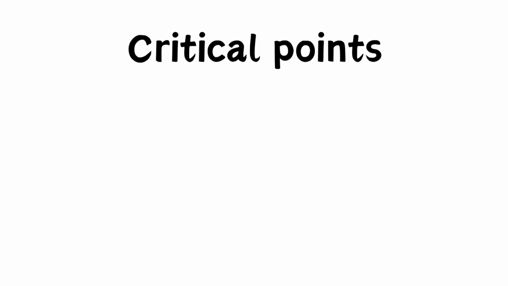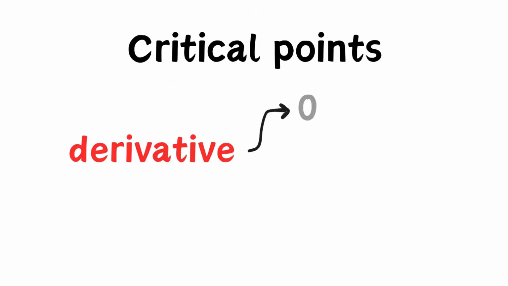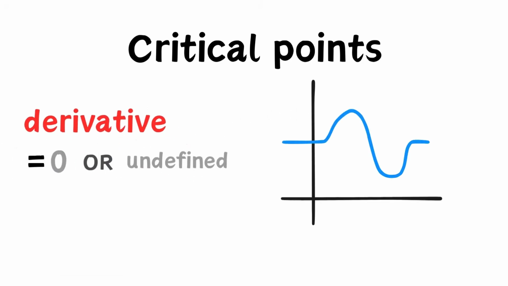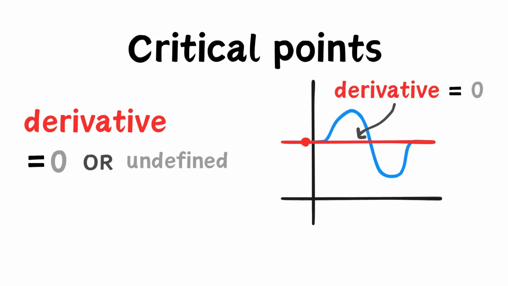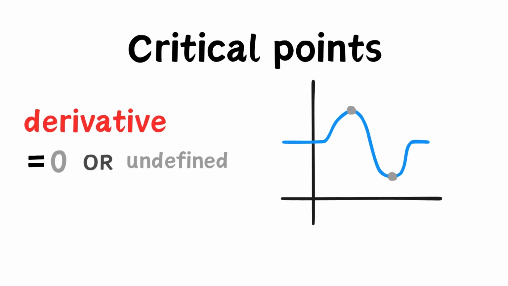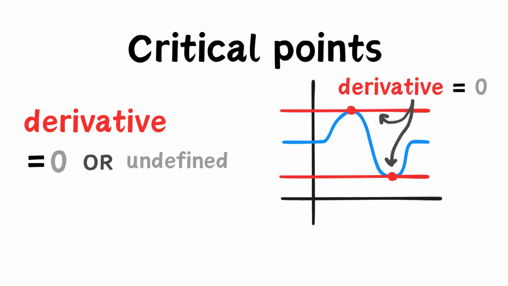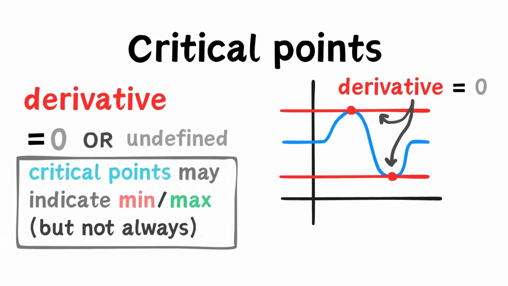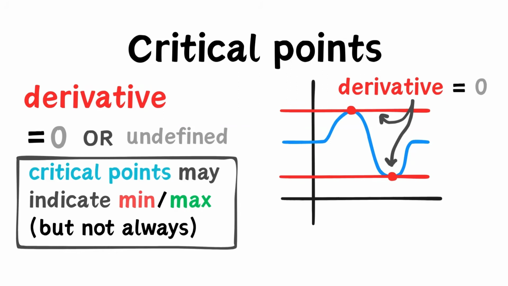Critical points are points on a function where the derivative equals 0 or is undefined. Why does this matter? Because the derivative tells us the instantaneous rate of change, like how fast a function is increasing or decreasing. When the derivative is 0, the tangent line is flat. That means the function isn't changing direction at that instant. This is important because all maxima and minima happen at critical points. So a critical point may mean that there is a maximum or minimum.